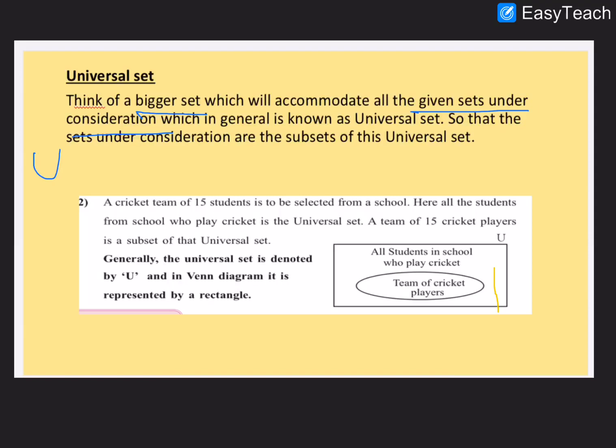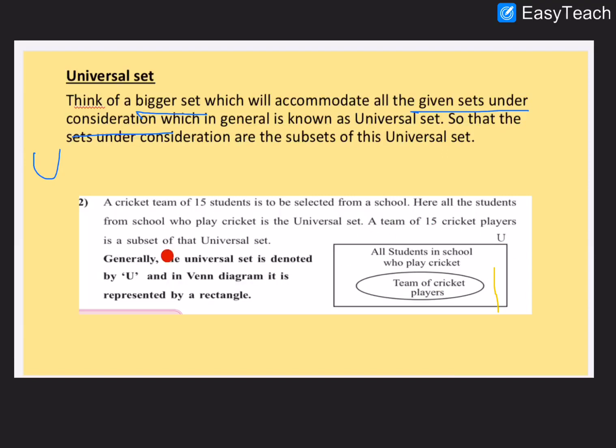So here an example is given. I am going to read it. A cricket team of 15 students is to be selected from a school. Here all the students from the school who play cricket is a universal set. So a cricket team of 15 students is to be selected from all the students who play cricket in that school. So the set of all the students who play cricket in that school is called the universal set, and a team of 15 cricket players which is to be selected will be a subset of that universal set.